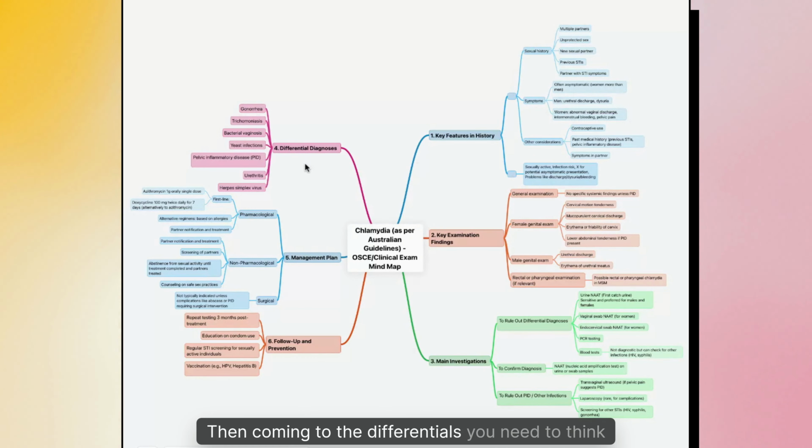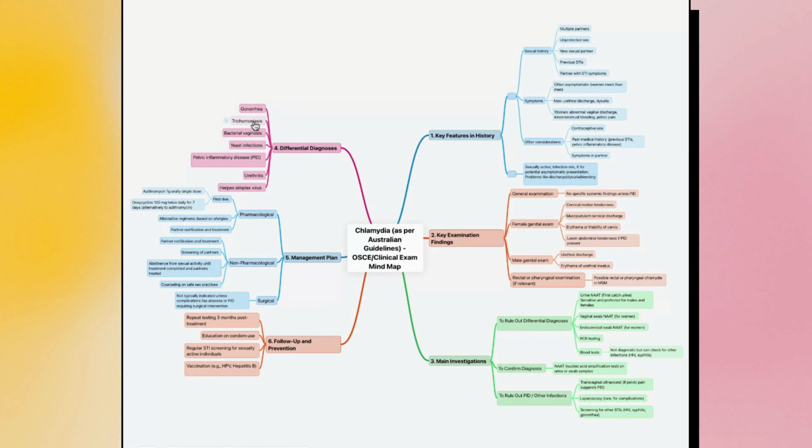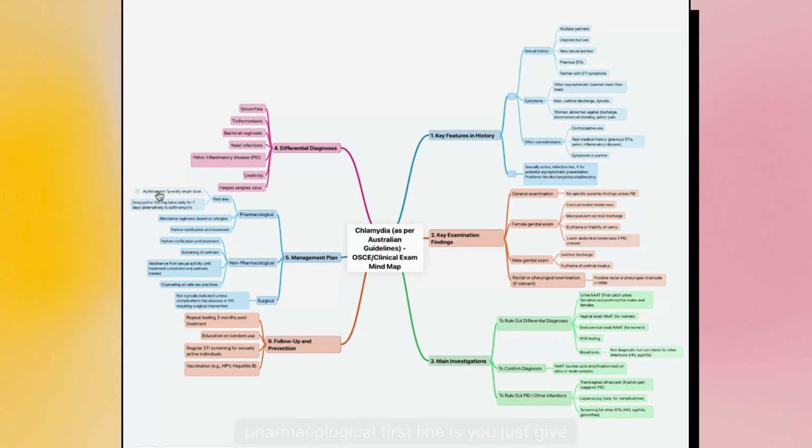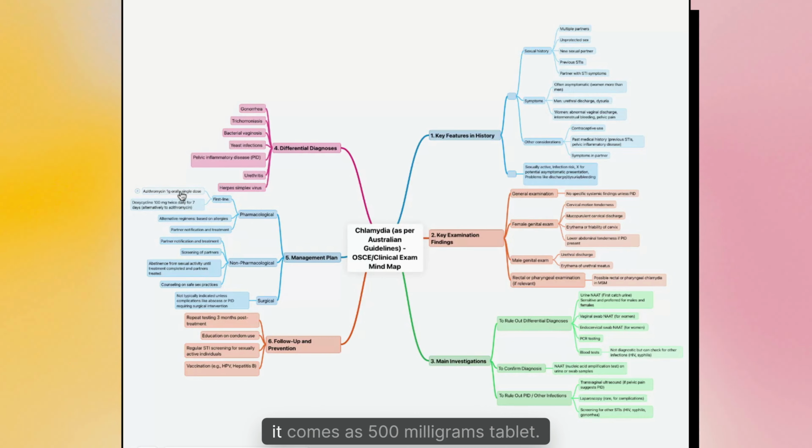Then coming to the differentials, you need to think about gonorrhea, trichomoniasis, bacterial vaginosis, yeast infections or vaginal thrush, pelvic inflammatory disease, urethritis, herpes simplex virus. All these will present more or less with similar symptoms. Then coming to the management plan, pharmacological, first line is you just give azithromycin 1 gram. It comes as 500 milligrams tablet. You just give 2 tablets once and that's it. Or you go for doxycycline 100 milligrams for 7 days.